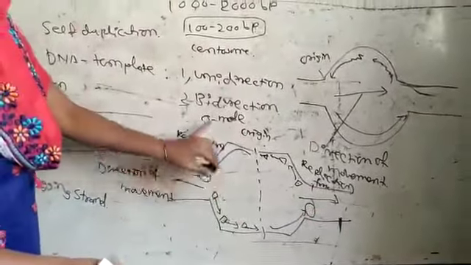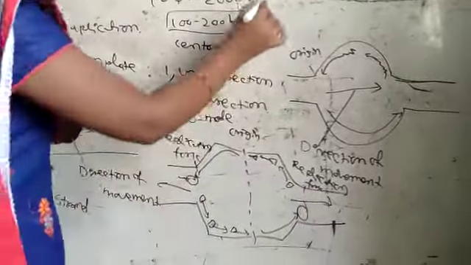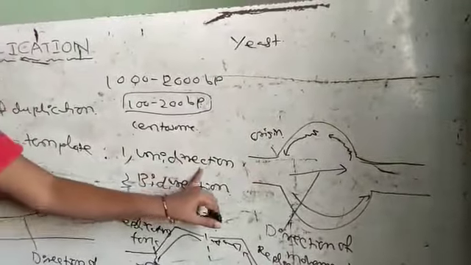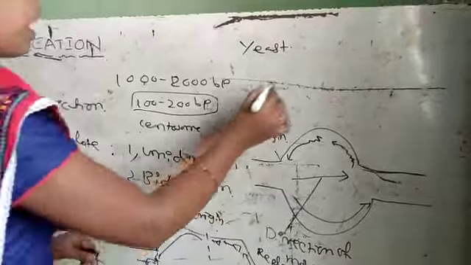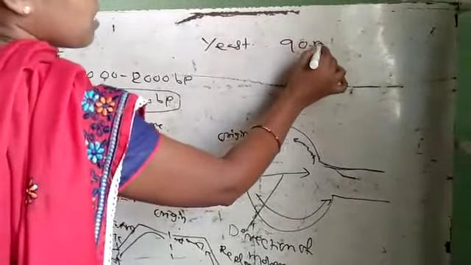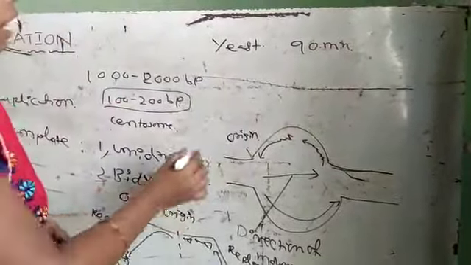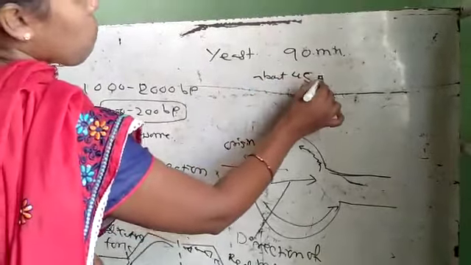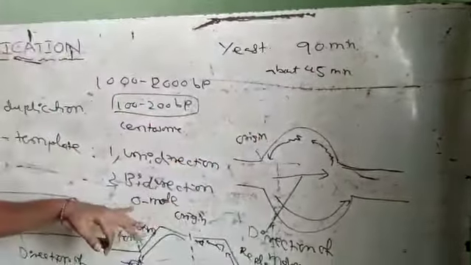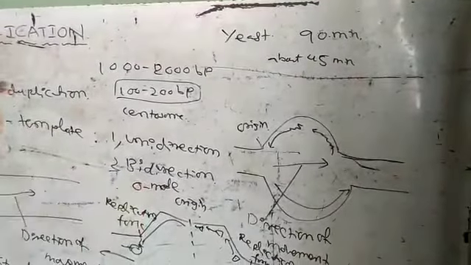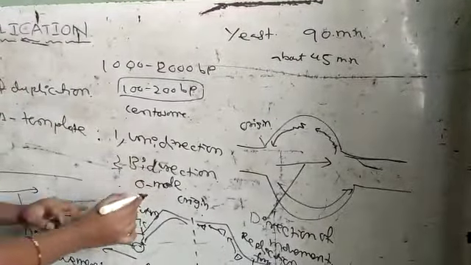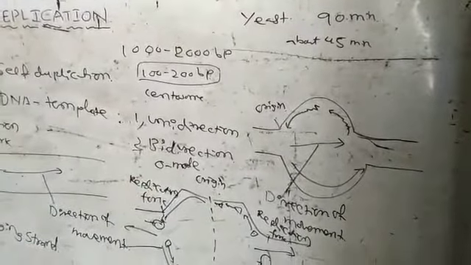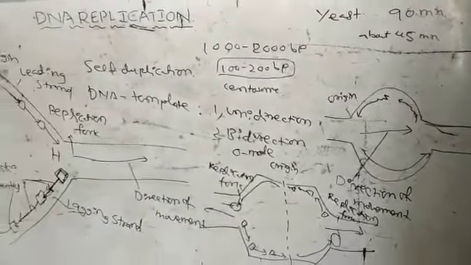For example, in yeast, unidirectional replication takes 90 minutes. In the bidirectional manner it takes about 45 minutes. So the time of replication is decreased in the bidirectional manner of DNA replication.